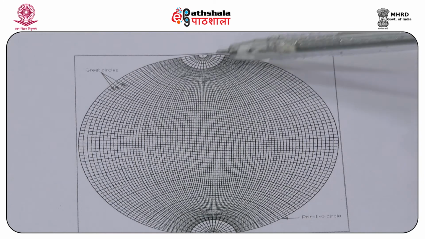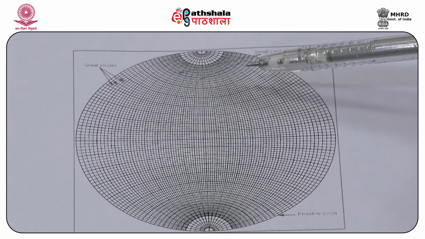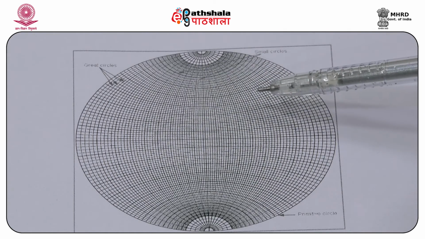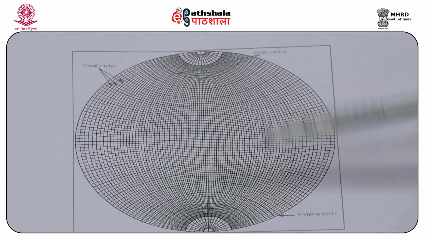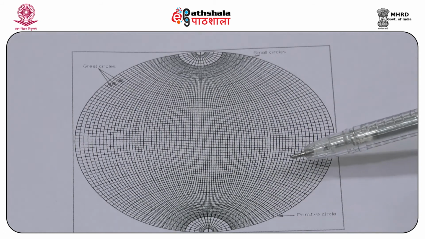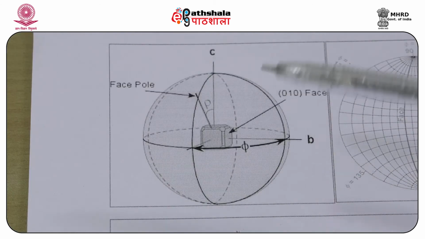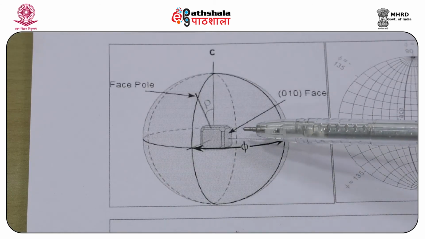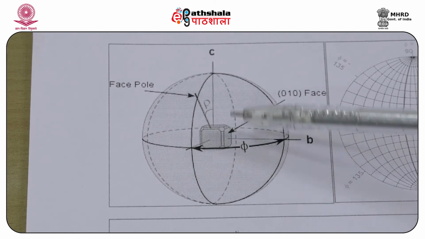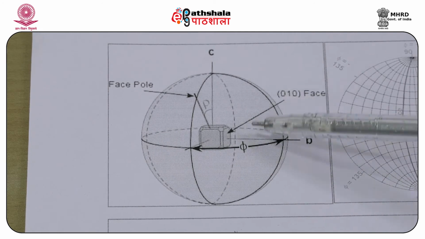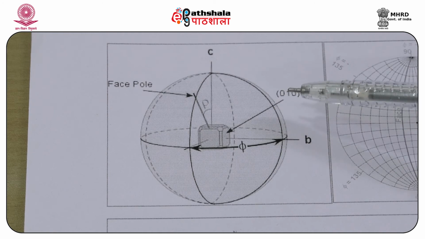The small circles, as marked here, are the curved lines that curve upward in the northern hemisphere and downward in the southern hemisphere in the stereo net. Let us here imagine that we have a crystal inside a sphere. From each crystal face, we draw a line perpendicular to the face, that is what is the poles to the face.